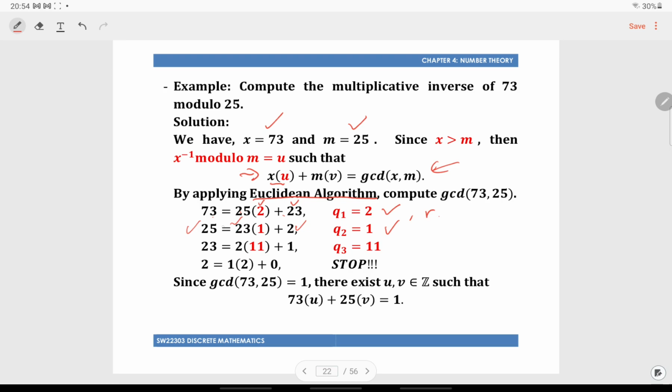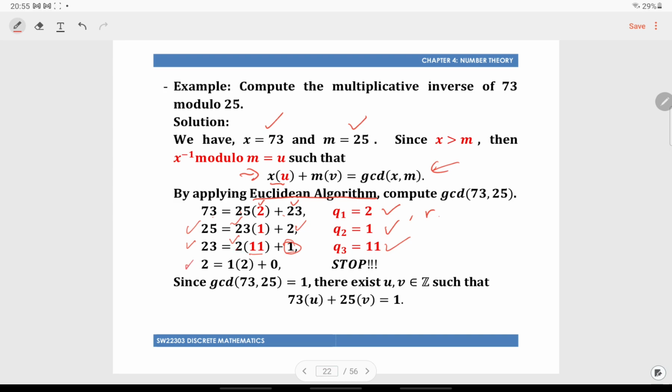Next, we take 23 as the new dividend and 2 as the new divisor. 23 divided by 2, the quotient equals 11 and the remainder equals 1. Okay, so take note about the quotient. The quotient equals 11. Because the remainder is not equal to 0, that means we need to proceed.